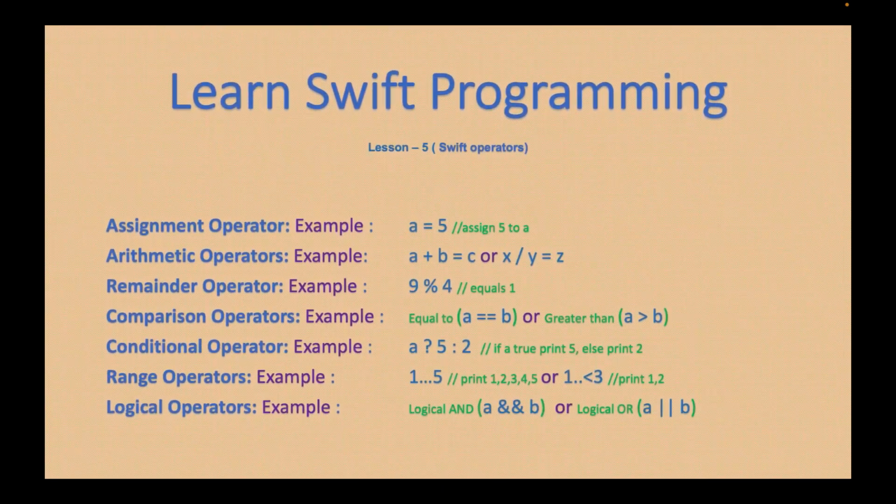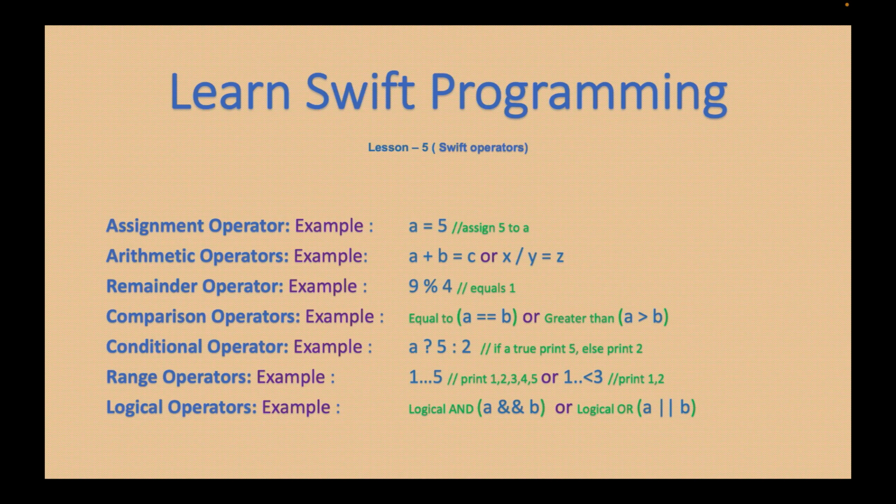Now there are some types of operators. I have tried to list them out with examples. We will understand them one by one. The first one is assignment operator, where we assign the value. Let's say for example, if I write a equal to 5, that means I am assigning 5 to a.